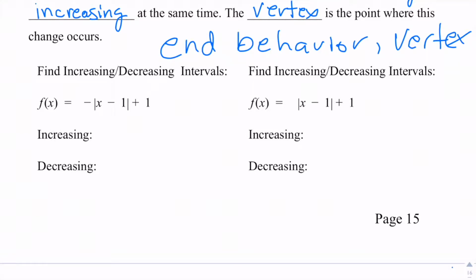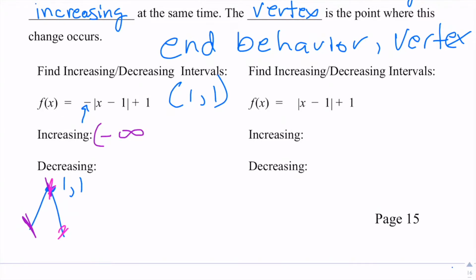I look here and I know that my vertex is going to be at 1, 1. And I also know from previous lessons that this causes a vertical flip. So that makes my graph look like this with my vertex at 1, 1. I know that I'm increasing from here to here, and I'm decreasing from here to here. With that little sketch, I can tell that I'm increasing from negative infinity to 1, and I'm decreasing from 1 to infinity.